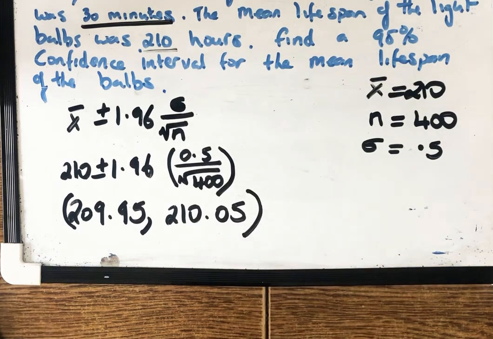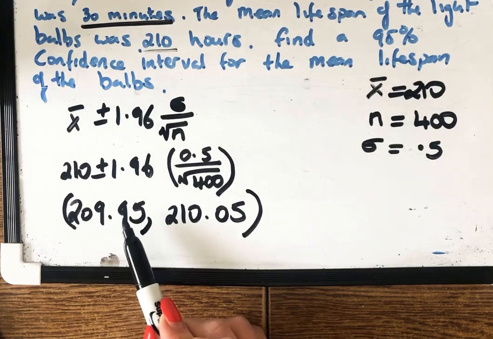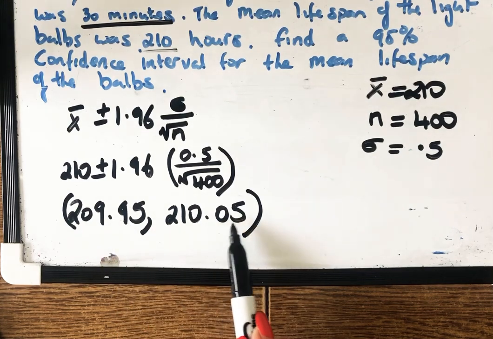So here we have it. This is our 95% confidence interval for our 400 light bulbs. If we were to explain this in word format, what we can say is that 95% of our 400 light bulbs have a mean lifespan between 209.95 hours and 210.05 hours.